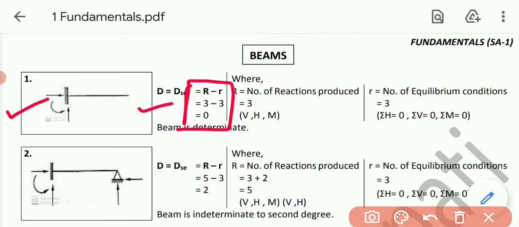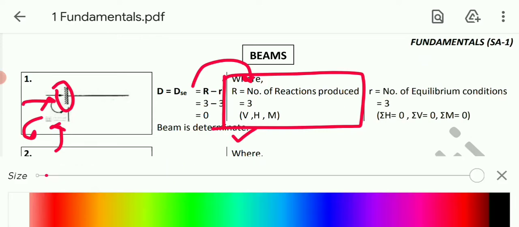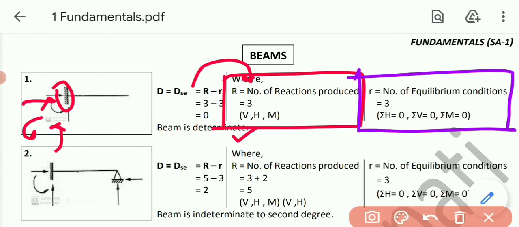Where the unknowns are, I have shown over here, capital R, the number of reactions produced. Over here a fixed support is there, so 3 unknowns will be there: vertical, horizontal and moment. I have shown them by V, H and M. V stands for vertical, H stands for horizontal and M stands for moment. While talking about the other unknown, small r, that is the number of equilibrium conditions, there are always 3: sigma H equals 0, sigma V equals 0, sigma M equals 0.